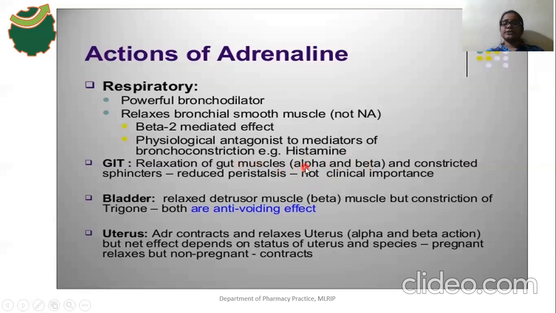If the alpha 2 receptor is activated, there is hyperpolarization of the cholinergic nerve. As a result, there is a decrease in the release of acetylcholine from the cholinergic nerve. What is the activity of the cholinergic neurotransmitter in the intestine? That is contraction. The acetylcholine action on the intestine is a contraction effect. But here, because of hyperpolarization of the cholinergic neuron, there is a decrease in the release of acetylcholine, so the contraction effect will be reduced.